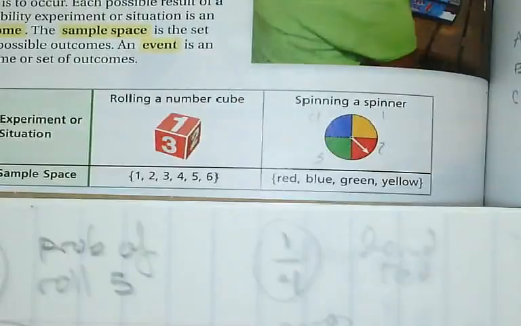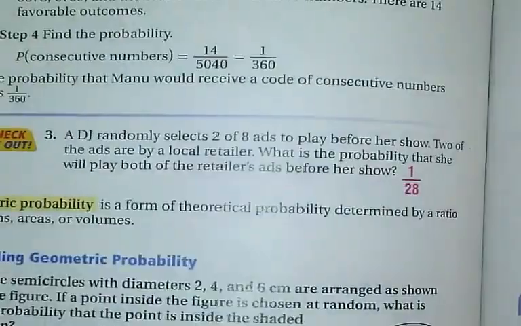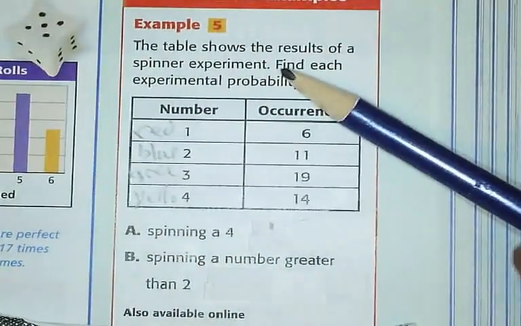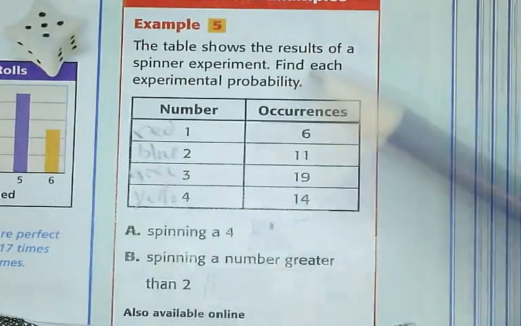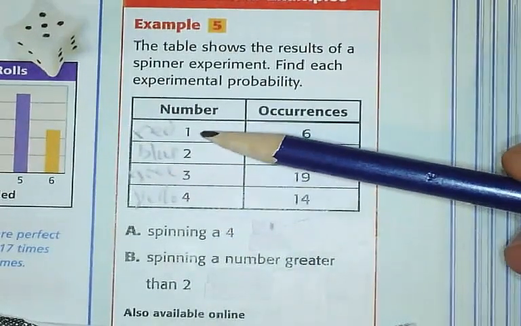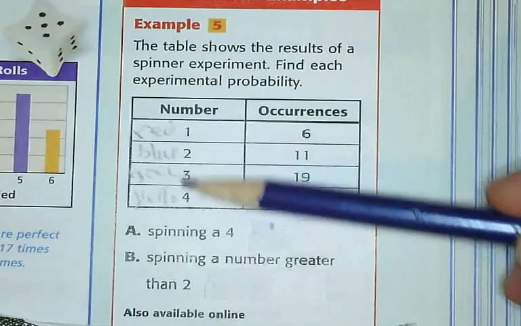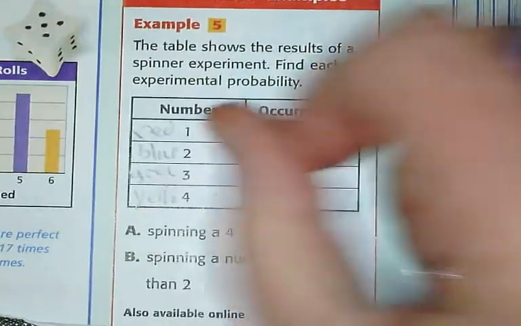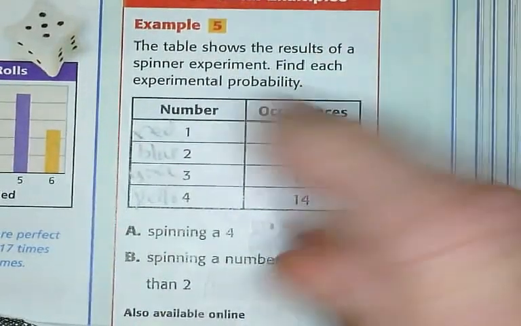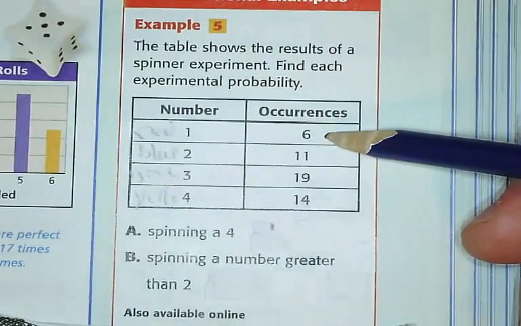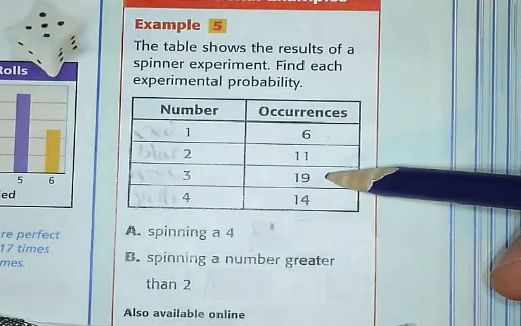So that's theoretical. Let's look at an example of experimental. Here I've got a table that shows the spinner experiment, the one we just talked about. There are 4 colors, numbered 1, 2, 3, 4: red, blue, green, and yellow. When this person was spinning the spinner, look what happened. The red only came up 6 times, but the green came up 19 times. Uh-oh, what's going on?